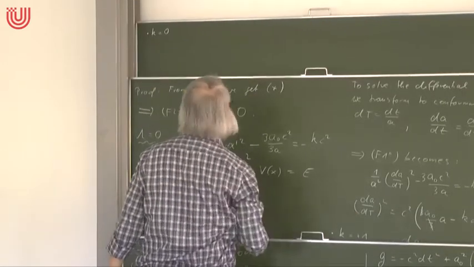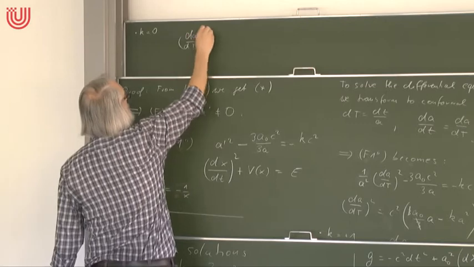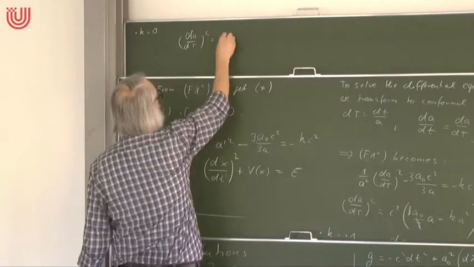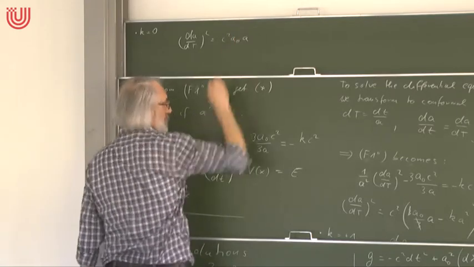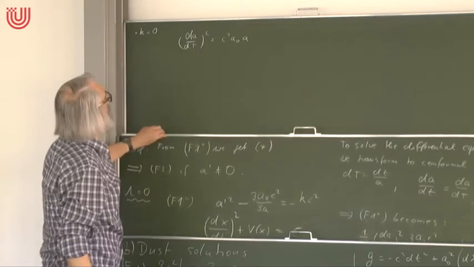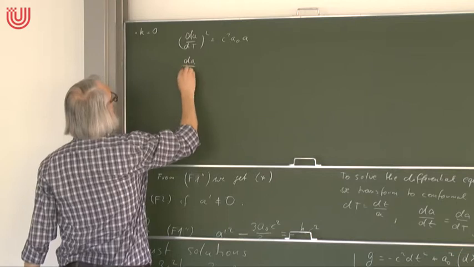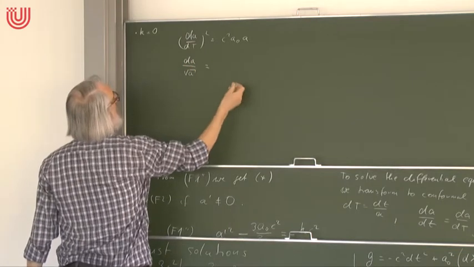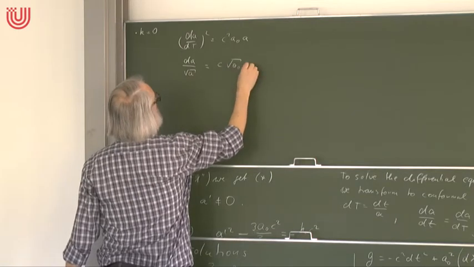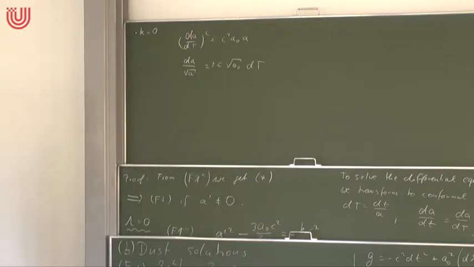Yes, it is solved for the derivative. dA by dt squared is just c squared a naught a. That's it. K is 0. And I think I can solve this. So this gives dA divided by root a is c root a naught dT, with a plus or with a minus, right?